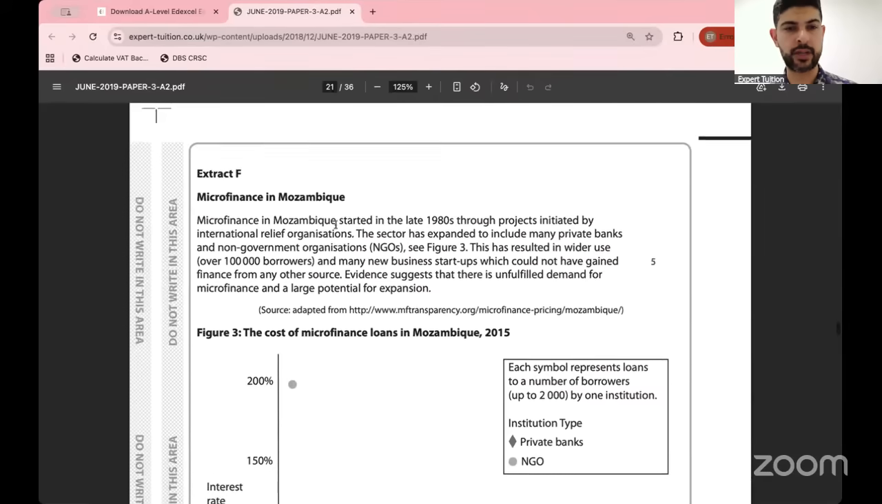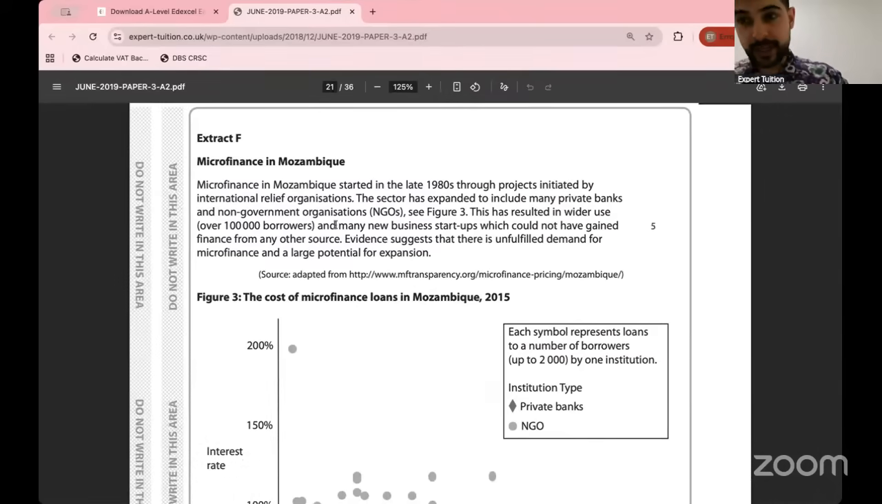It's a very small extract, so it won't take long. Extract F. Microfinance in Mozambique. Microfinance in Mozambique started in the late 1980s through projects initiated by international relief organizations. The sector has expanded to include many private banks and non-governmental organizations, NGOs, see Figure 3. This has resulted in wider use (over 100,000 borrowers) and many new business startups which could not have gained finance from any other source. Evidence suggests that there is unfulfilled demand for microfinance and a large potential for expansion.